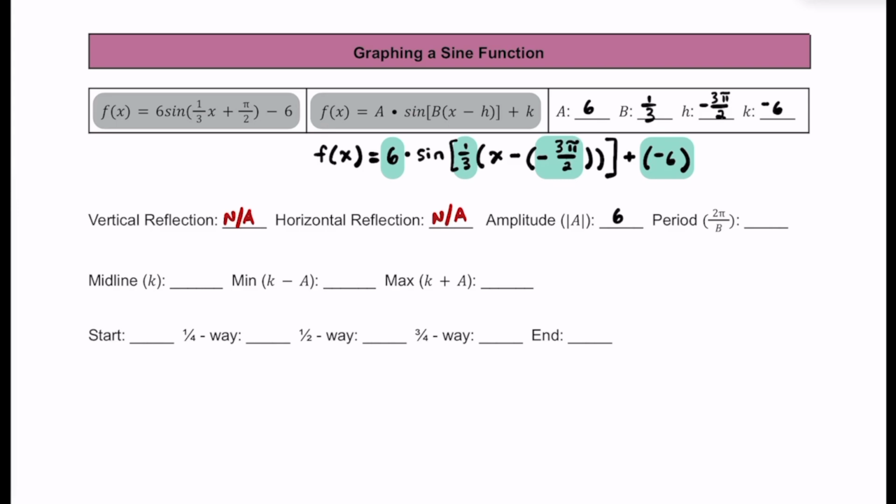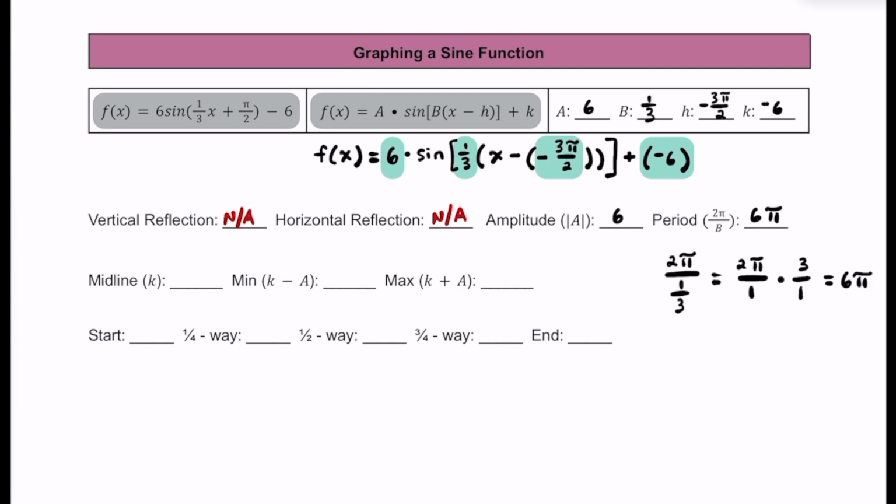Next, for our period, our formula is 2 pi divided by b. Now our b is 1/3 here, so this is going to be 2 pi divided by 1/3. Now if you divide by a fraction, keep in mind that we're just going to take this 2 pi, or 2 pi over 1, and multiply by the reciprocal of 1/3, which is going to be 3 over 1. And this is going to turn out to be 6 pi. So this would be the period of this function. So it looks like it's going to be a little longer than normal.